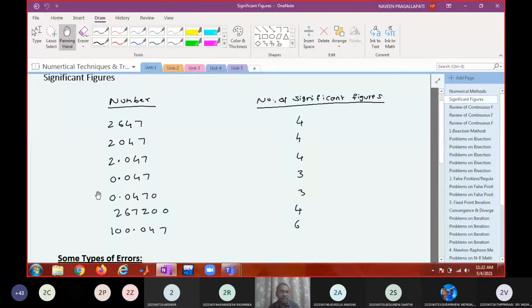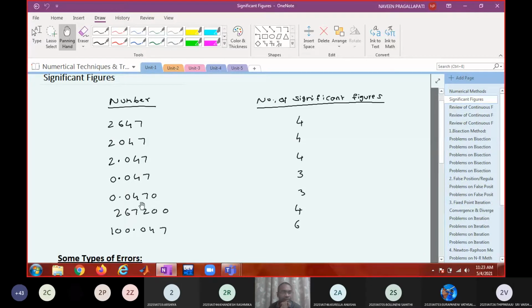And here, the magnitude is less than 10. This 0 is not in between two significant figures, and this 0 is also not in between two significant figures. But this 0 is after the decimal point, and zeros after the decimal point are counted as significant figures. This leading zero cannot be treated as significant because the magnitude is less than 10. So in this case there are three significant figures: 0, 4, 7.